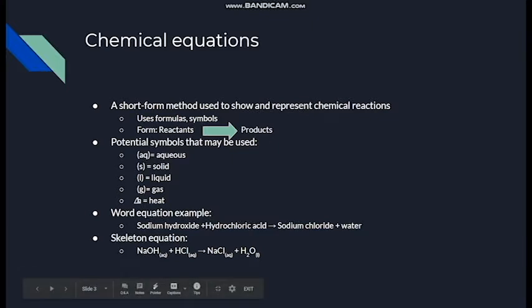A word equation example of a chemical equation would be sodium hydroxide plus hydrochloric acid reacts to form sodium chloride and water. A skeleton equation of this word equation is NaOH, which represents sodium hydroxide, plus hydrochloric acid, HCl, reacts to form sodium chloride and water.